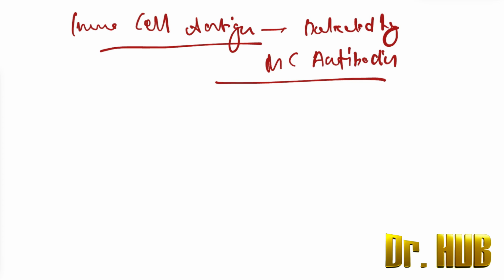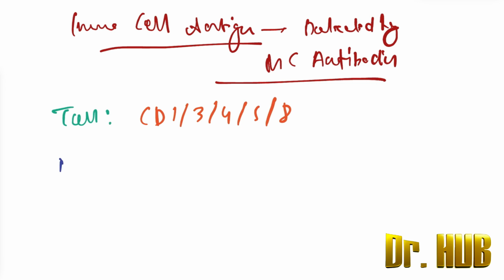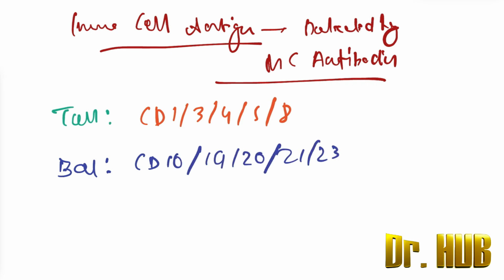To start with, first is the immune cells, that is a T cell. Under the T cells, what are the antigens associated? It is CD1, 3, 4, 5 and 8. Next is the B cell. Under B cell, what we have? There is CD10, 19, 20, 21, 23 and 79A.